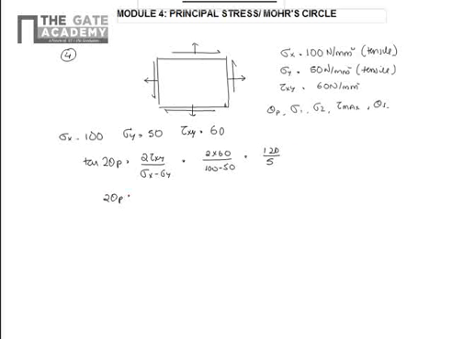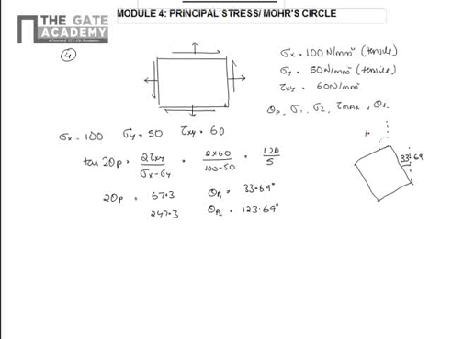So 2 theta p will have two values. One value will be 67.3 degree, second value will be 247.3. So theta p will have two values, 33.69 and 123.69 degree. So these are the two principal planes, theta p1 and theta p2. I can draw the plane like this. This will be 33.69, and this angle will be 123.69. So you have sigma 1 here, sigma 2 here.